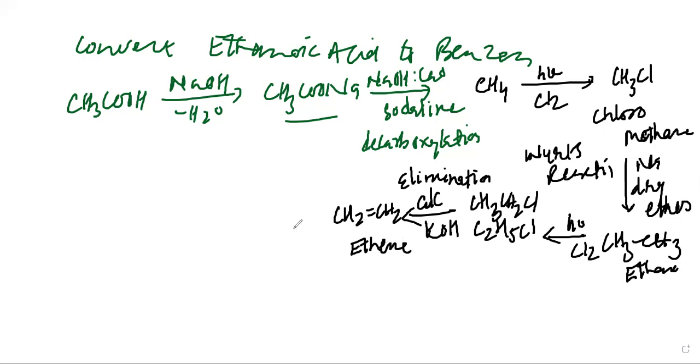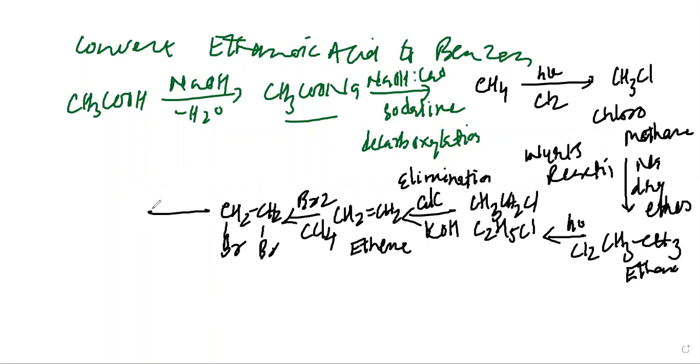Now, my dear students, this ethene undergoes the reaction with Br2 in CCl4, and that gives us 1,2-dibromoethane. This 1,2-dibromoethane, my dear students, when it undergoes the reaction with alcoholic KOH, there will again be elimination of HBr, and we will have CH2 double bond CHBr.